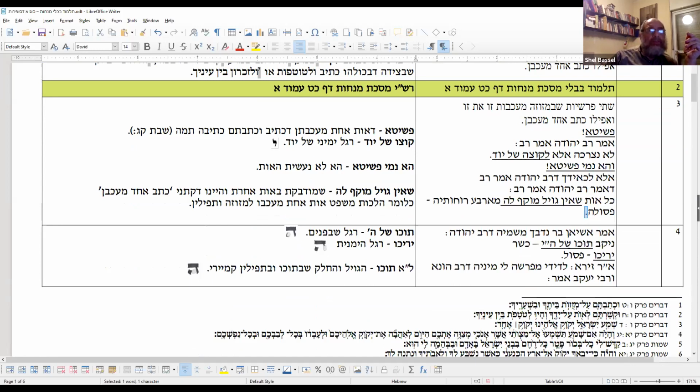Amar Shiyan bar Nidbach mishmei de Rav Yehuda. So Shiyan bar Nidbach said in the name of Rav Yehuda, and by the way, just to keep track, remember Rav Yehuda was the person quoted here earlier. Rav Yehuda was speaking in the name of Rav. Now we have a Talmid of Rav Yehuda, Shiyan bar Nidbach, and he says this din in the name of Rav Yehuda. Nikev tocho shel hey.